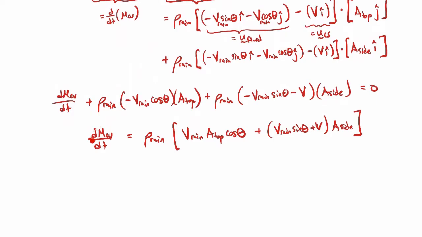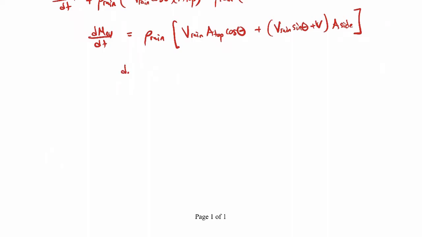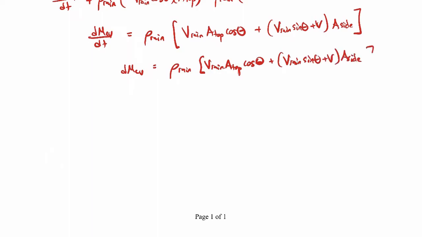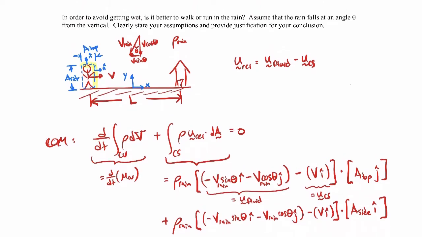Let me go ahead and solve this differential equation. I'm going to keep the dm CV term on the left-hand side. I'll bring the dt to the right-hand side. Okay, so we have that, and then I'll just integrate both sides. I'm going to say that I'm initially dry, so the initial mass inside the control volume will just be the mass of the person, and the person plus their clothes.